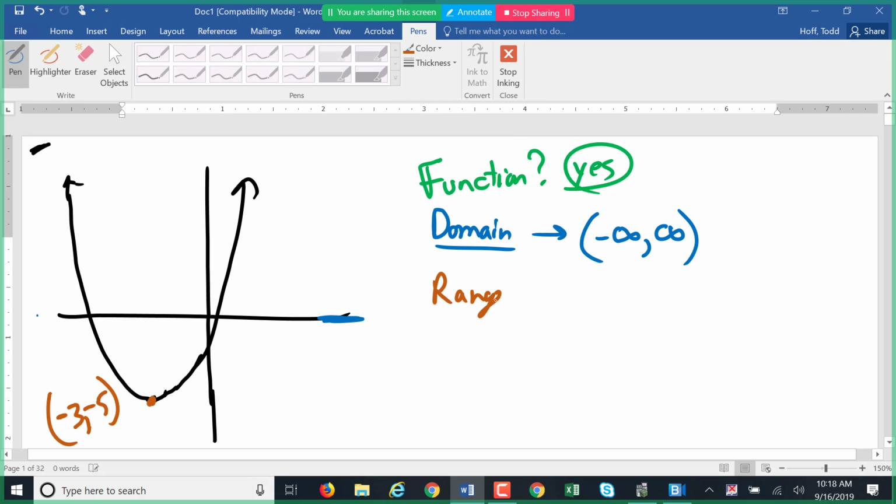My range is a little trickier. Here, because of the positioning of the vertex, the range, remember, that's what the range is, my y values, will never be less than -5. Now it equals -5, but never less than it. So it goes from -5, notice the square bracket, so it includes the -5, up to infinity. Because it will go up here as far as it wants to. It can go as high as it wants to for value.